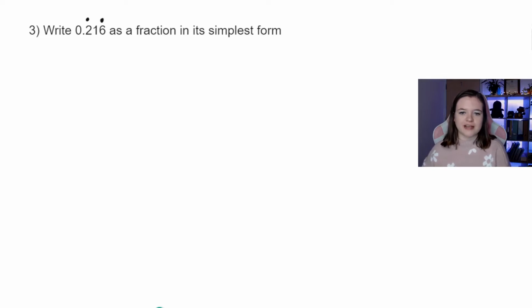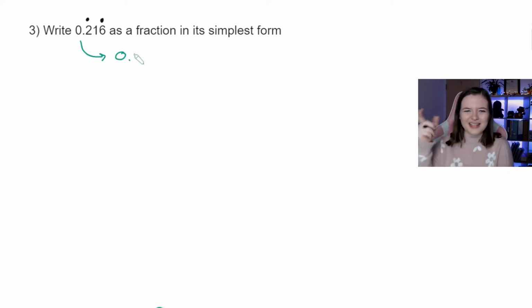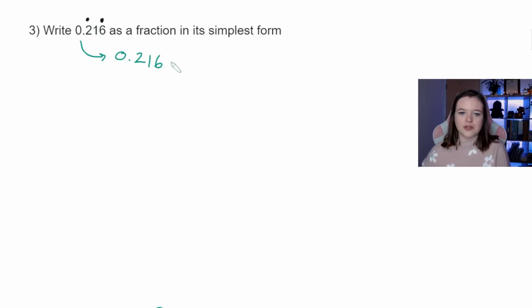0.216 recurring as a fraction in its simplest form. Okay then. Remember, the first step that we always take is to write out this recurring decimal to see what that decimal is going to look like. The symbol at the end of the decimal means that with two dots, everything between these dots is repeated indefinitely. This one is going to be 216, 216, 216, 216, 216, forever and ever.